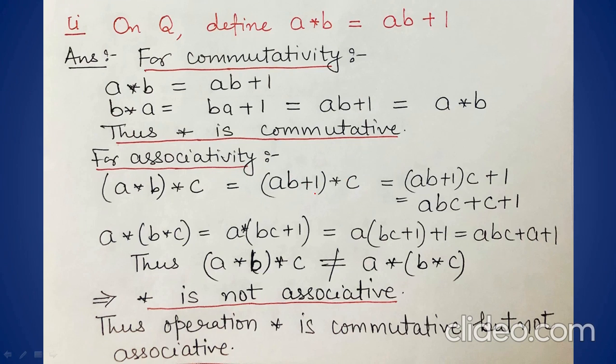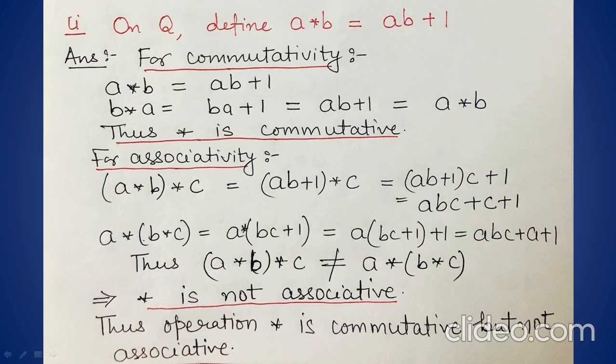This AB plus 1 will be taken as a single element, and the second is C. Now we apply the operation on both of these. So it becomes first element, that is AB plus 1, into second element, that is C, and plus 1. So C we take inside the bracket, and it will be ABC plus C plus 1.